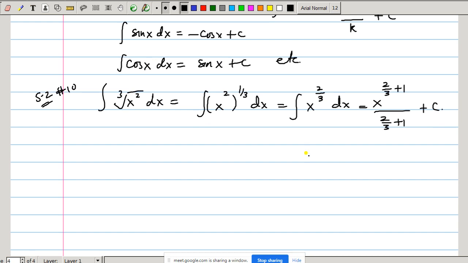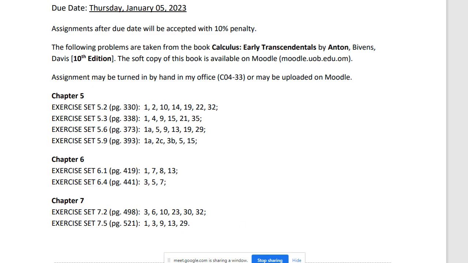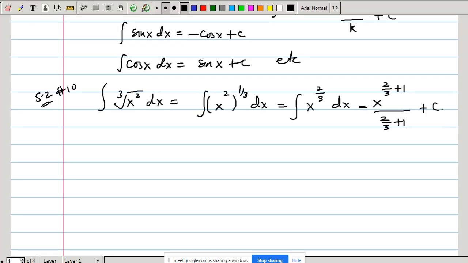If there is more than one term in the question, like 14, yeah, 14 has a lot of them. Now you can simplify. 2 by 3 plus 1 is 5 by 3. So this will become 3 by 5 x to the power 5 by 3 plus c. So this is your answer.